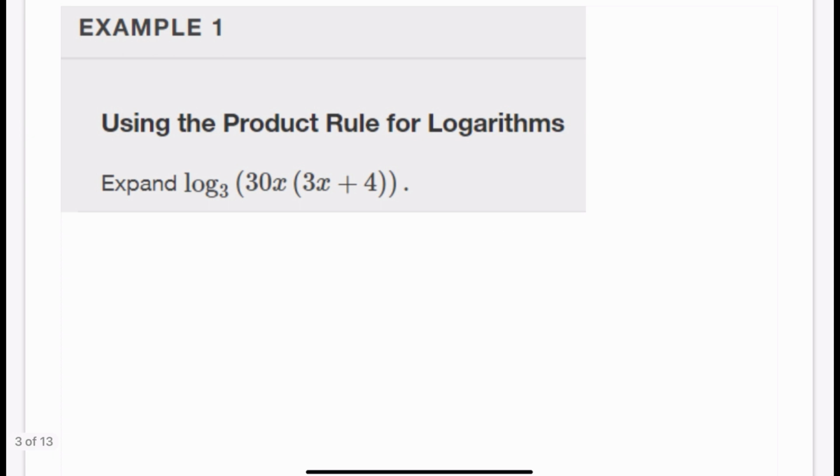Let's go ahead and try this example. This example is interesting because it is quite long, so you have to take it a step at a time. Notice here it's the log base 3 of 30x multiplied by 3x plus 4. And I know that basically what I've done is just rewritten the problem, but it's because I want you to see the parts to it. What's being multiplied together, like I said, is 30x together with 3x plus 4. You have to be very careful not to break up that 3x plus 4.